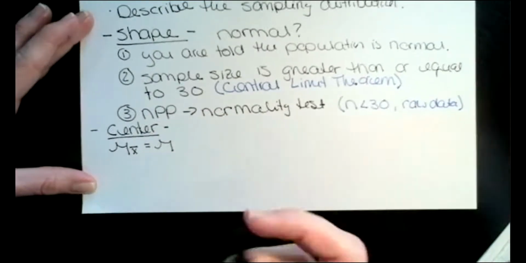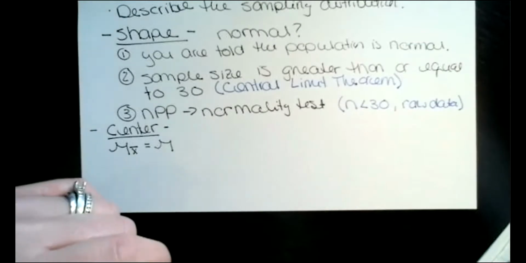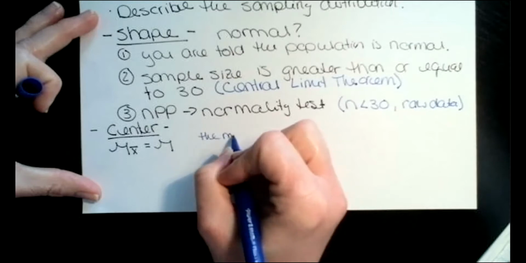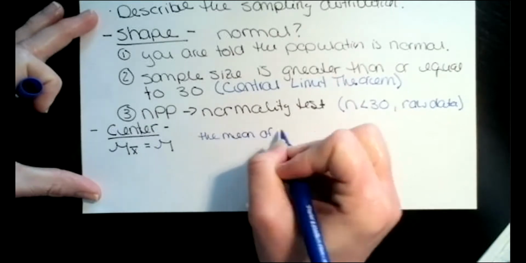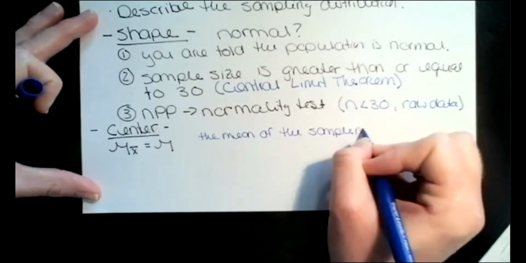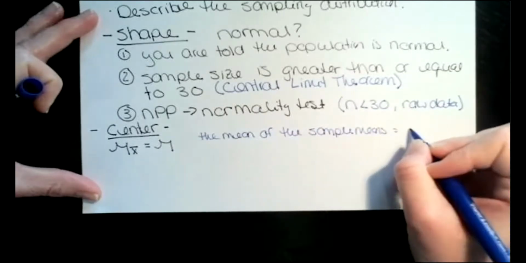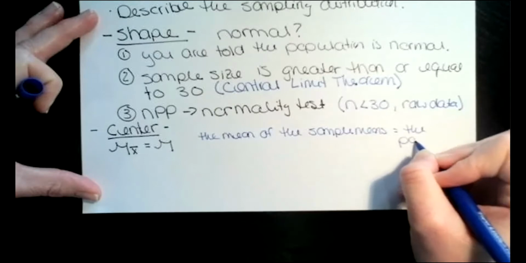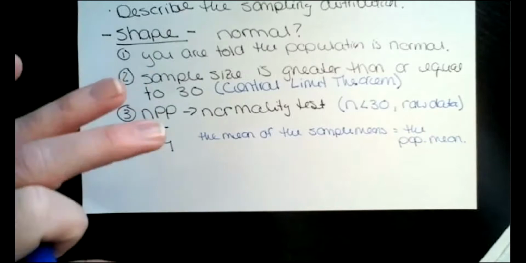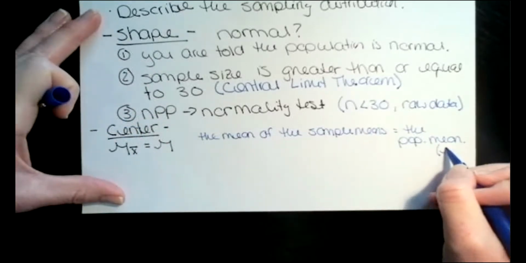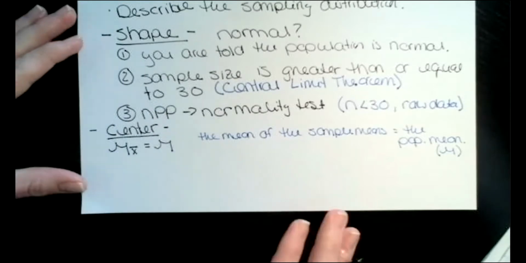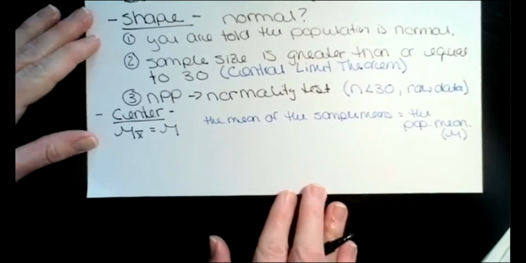Okay. So let me just write that over here to the side. I'm going to say the mean of the sample means equals the population mean, which is mu. Let me put that in parentheses, mu, my population mean. So that's the center of my curve.